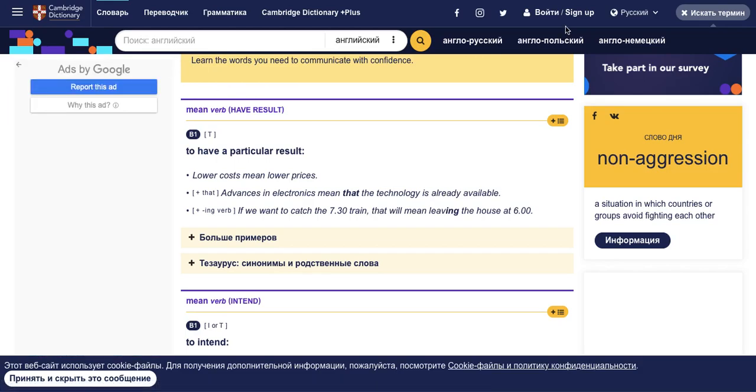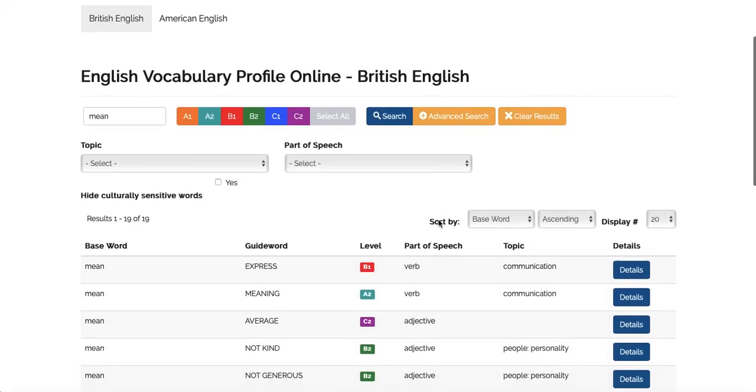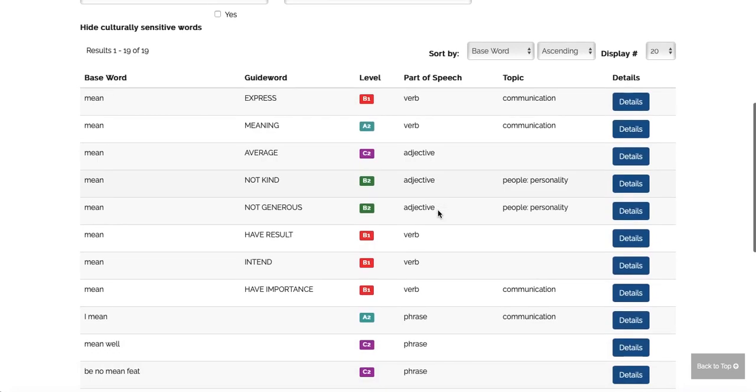Okay, so these were two online dictionaries, and moving on to the last website I would like to share with you. It is called English Profile, and the website is englishprofile.org. Here I think that it's the best platform where you can check the level of any English word simply and easily. So you just type it here, mean, you select all the levels and you press search. And let's see what we have here. So in this case, you can find here a big table consisting of 19 entries.